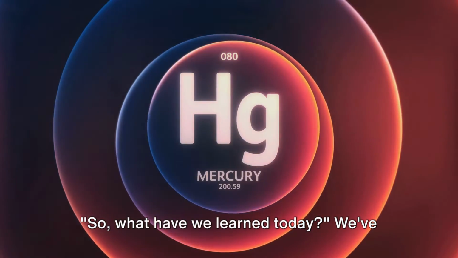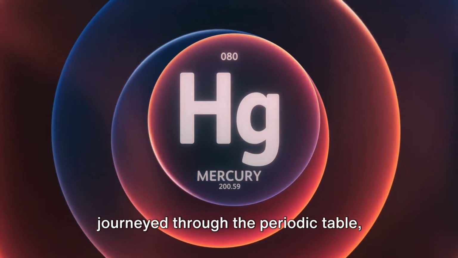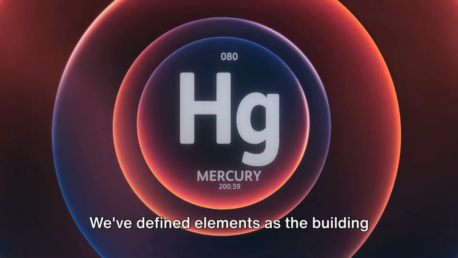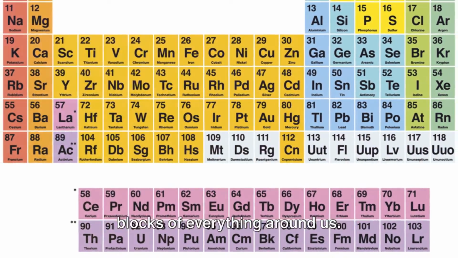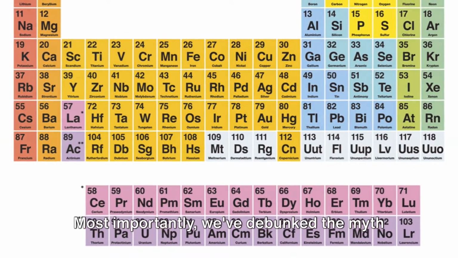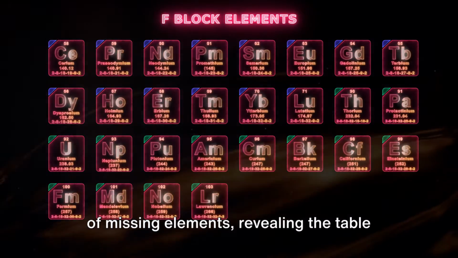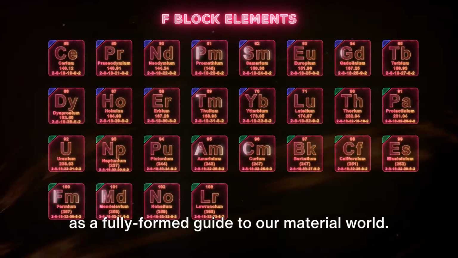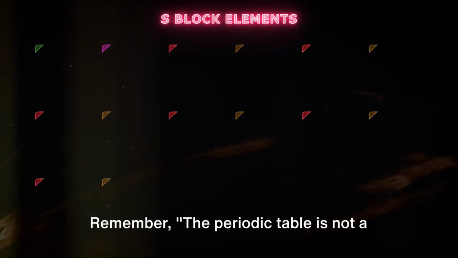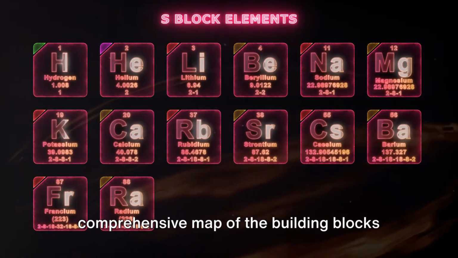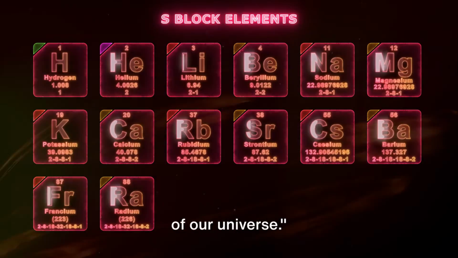So, what have we learned today? We've journeyed through the periodic table, gaining a deeper understanding of its layout and purpose. We've defined elements as the building blocks of everything around us. Most importantly, we've debunked the myth of missing elements, revealing the table as a fully formed guide to our material world. Remember, the periodic table is not a puzzle with missing pieces, but a comprehensive map of the building blocks of our universe.